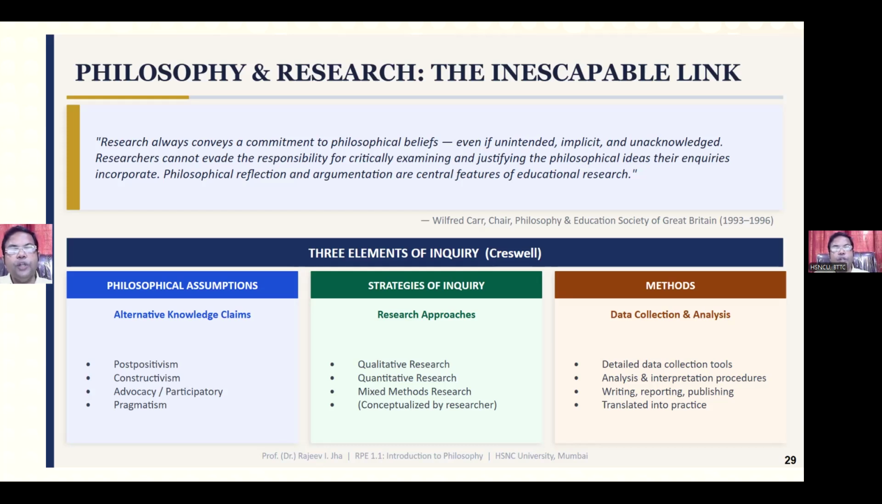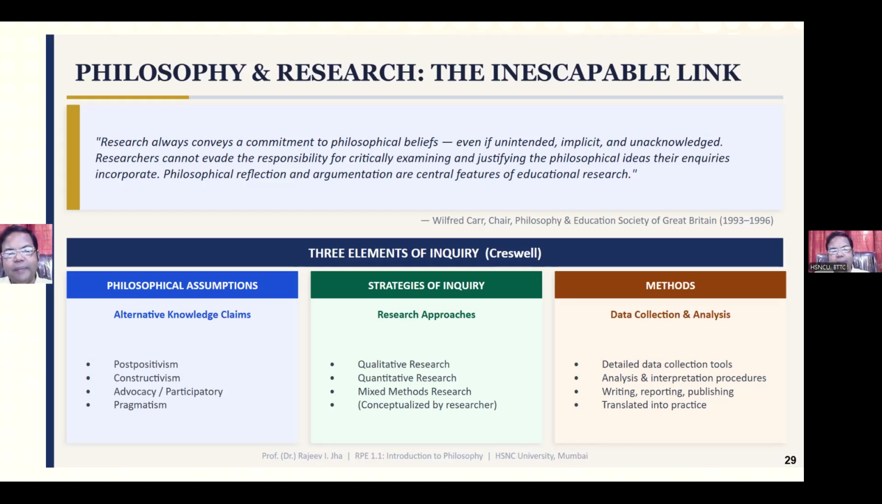Philosophical reflection is not a preliminary luxury before the real research begins. It is constitutive of the research itself. Every methodological decision is, at its core, a philosophical decision.